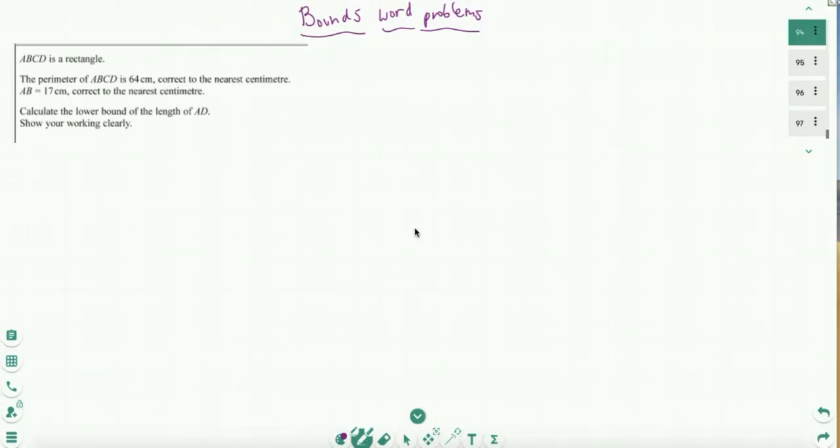Okay, let's do some bounds, some word problems. ABCD is a rectangle. The perimeter of ABCD is 64 centimeters, correct to the nearest centimeter. AB is 17 centimeters, correct to the nearest centimeter. Calculate the lower bound of the length AD. Show your work clearly. All right, a lot of information here. Let's just go step by step, line by line. ABCD is a rectangle. All right, let's draw a rectangle out.